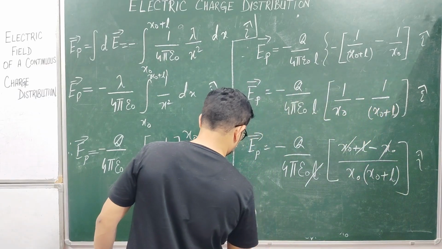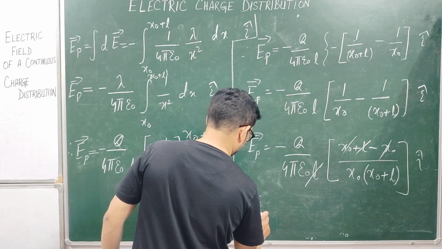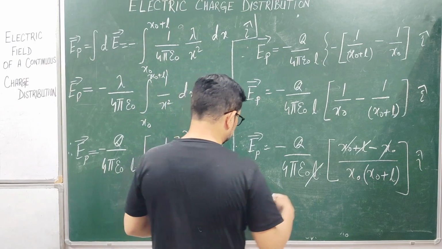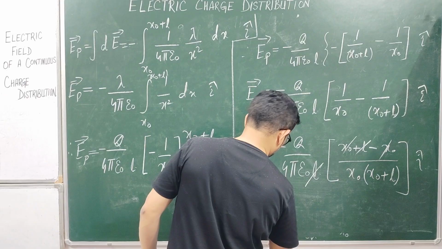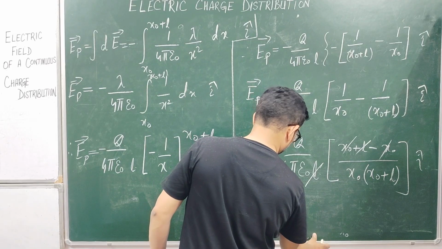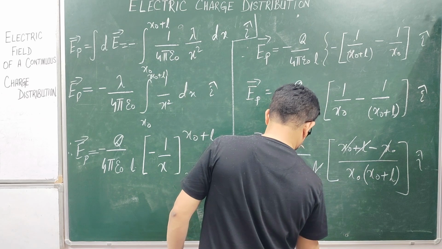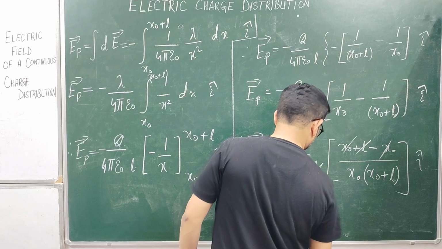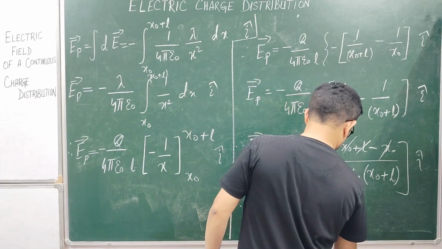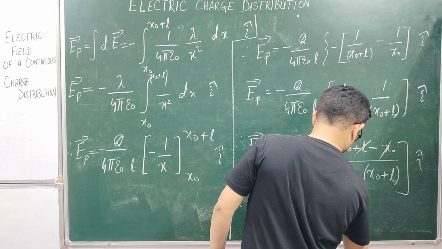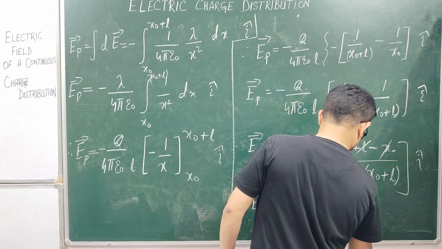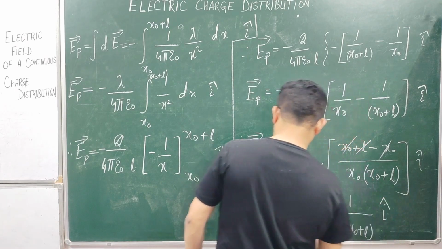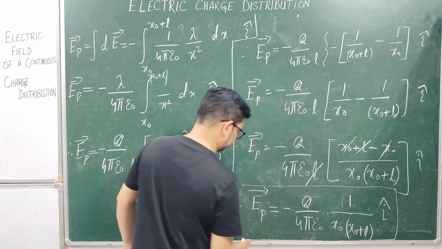So therefore the final expression is the net electric field at point P, which is at the origin, is going radially out towards the negative x-axis, and this has been shown here in this way, which is minus Q over 4 pi epsilon naught times, this comes out to be 1 by x naught plus L, I cap. So this is the final expression that we get.